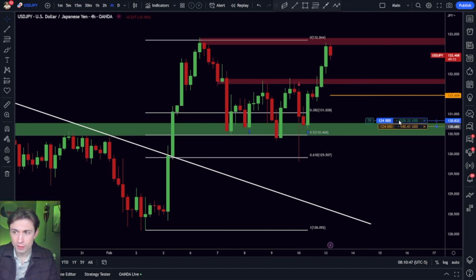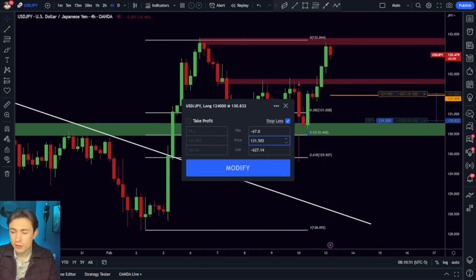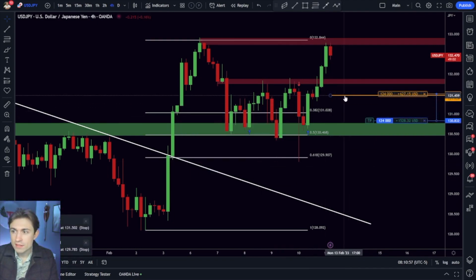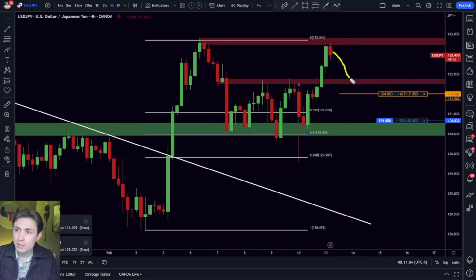So that's what I'm going to do. I'm going to trail this stop up into profit. I'm locking in $627 of profit on this trade, meaning that if price comes all the way back down and breaks through key support levels, we will still be in a profitable position and close out here.